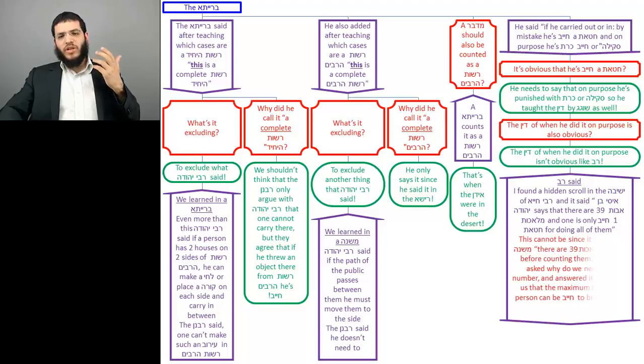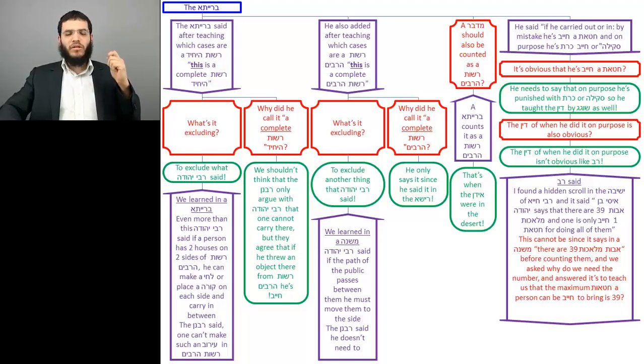So the question was asked, how can we say a person is only chayav one korban chatas for doing all the melachos? We know that later in Perek Klal Gadol, the Mishnah says, avos melachos arba'im chasar achas. There are 39 avos melachos. And then the Mishnah goes on and actually counts out all the melachos. And the question is asked, why does it need to tell us the number? If it's actually counting the melachos, we could count on our own.